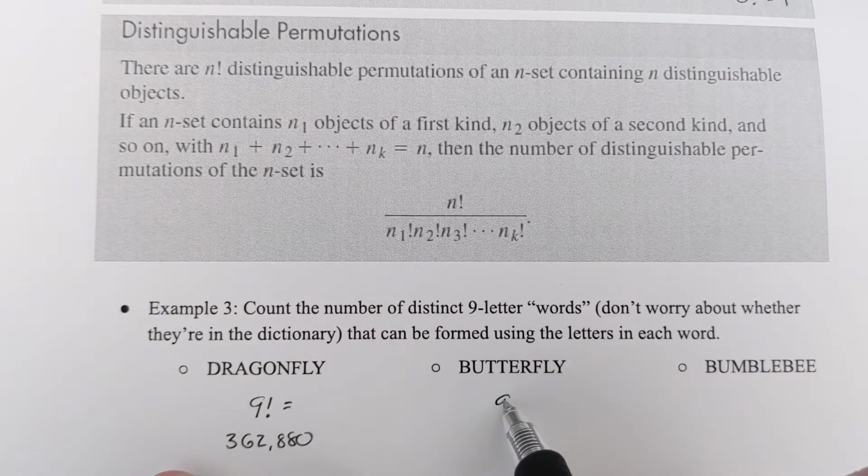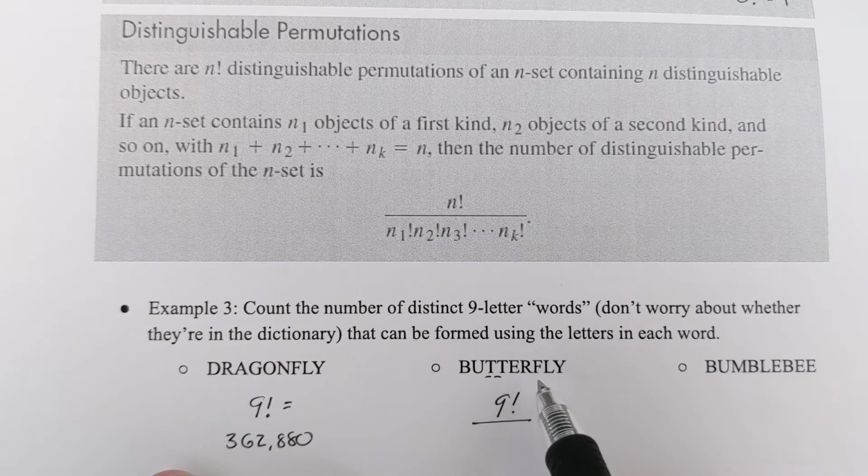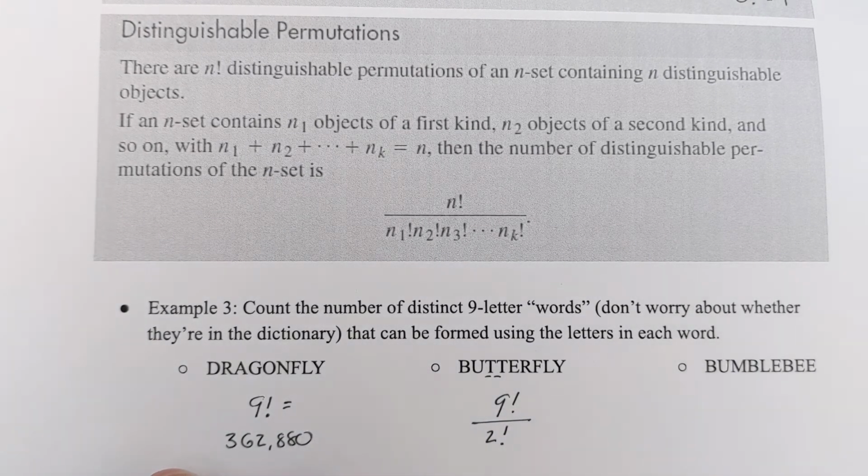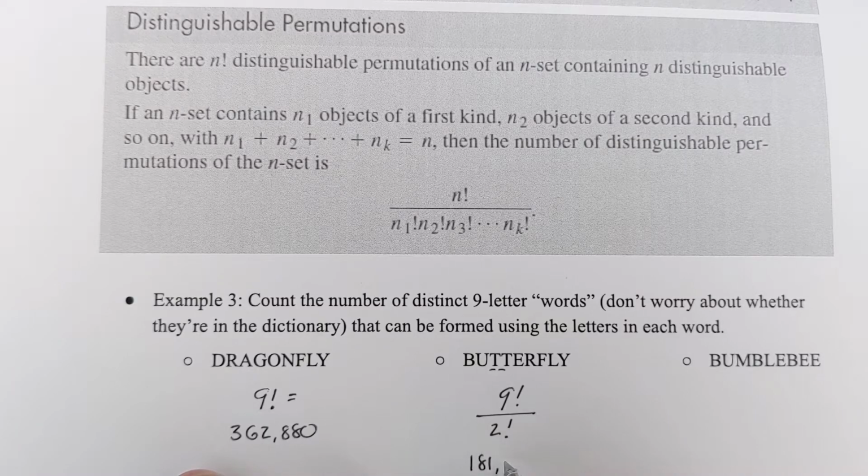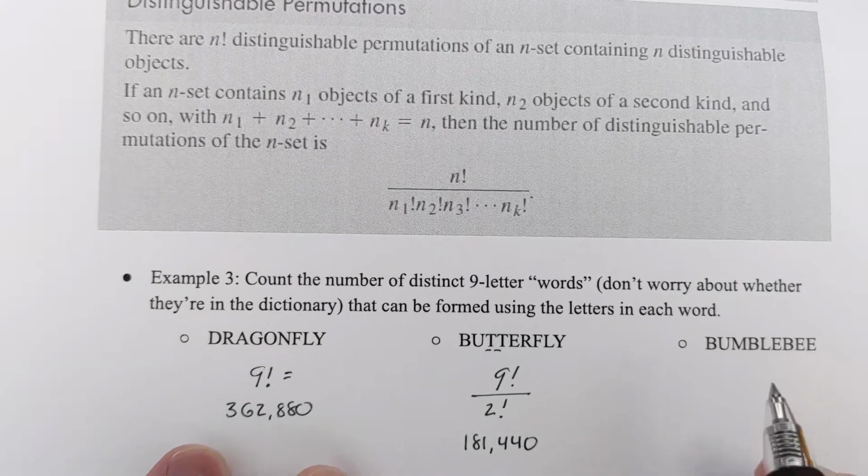So for butterfly, there are 9 letters total. However, we have 2 T's, so we'd have to divide by 2 factorial, which means that one letter repeats twice. So this would be 181,440 different arrangements of those letters.